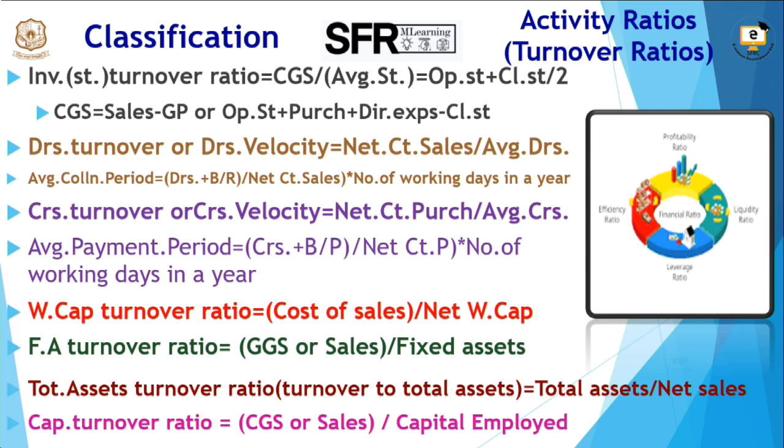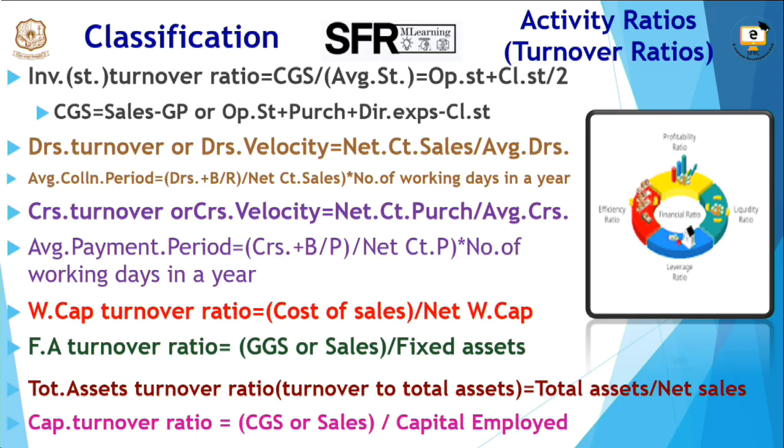Cost of goods sold means opening stock plus purchases less closing stock plus direct expenses, that is wages, direct material and all direct expenses. Another formula for calculating cost of goods sold is sales minus gross profit. So from these two aspects you can calculate cost of goods sold. Average stock means opening stock plus closing stock divided by 2. So it studies the relationship between cost of goods sold and average stock.